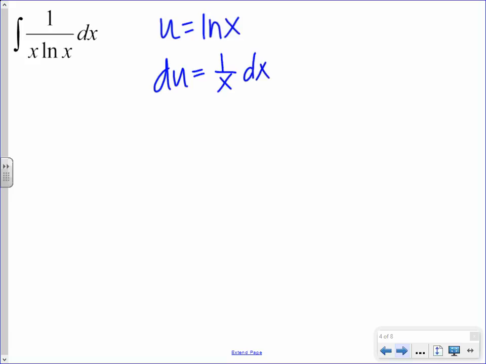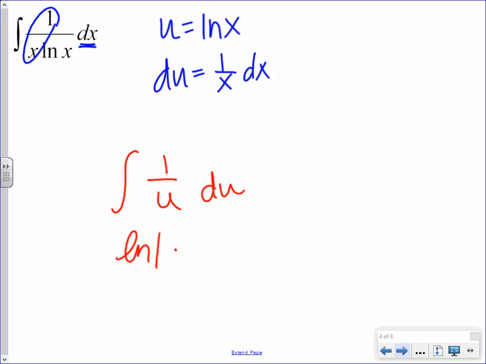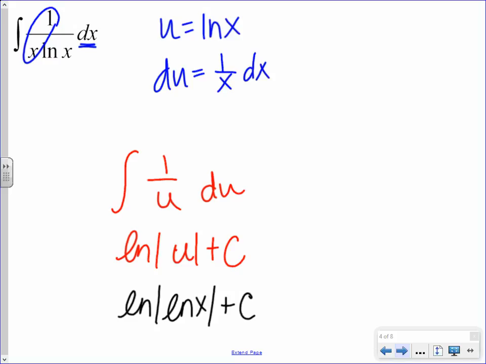Okay, does it work? If u is natural log of x, du is 1 over x dx. Do we have 1 over x dx? Yeah, we have it right here. That can be replaced with du, and then we have 1 over u. So just like before, we get the natural log of the absolute value of u plus c. And so our answer is awkwardly the natural log of the absolute value of the natural log of x plus c. It looks like an awkward answer, but it's correct.